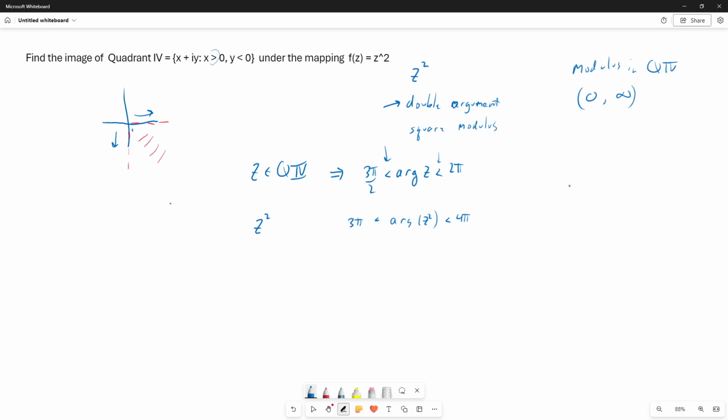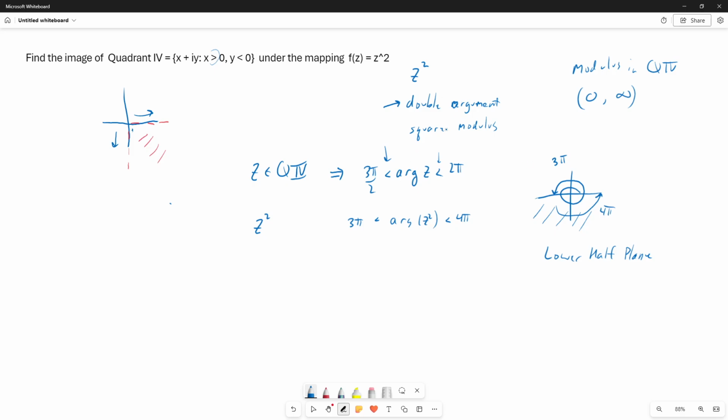So where does that put us? An argument of 3 pi, so we have 2 pi is all the way around plus pi. So this is an argument of 3 pi, and an argument of 4 pi would take us all the way around twice. So our argument has to be at least 3 pi and less than 4 pi, so that's going to put the complex number down here somewhere in the lower half plane.